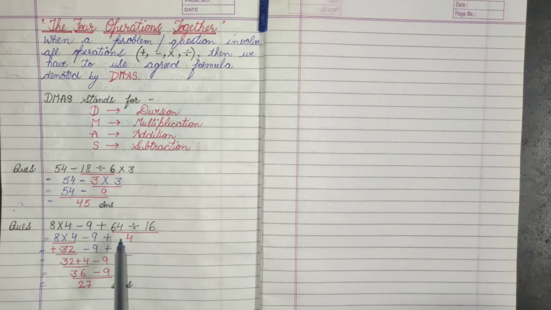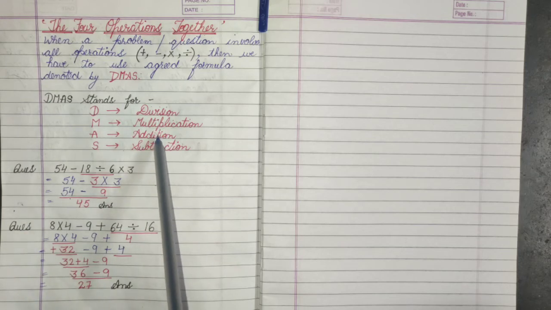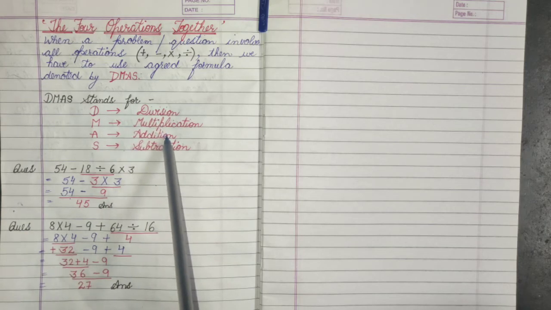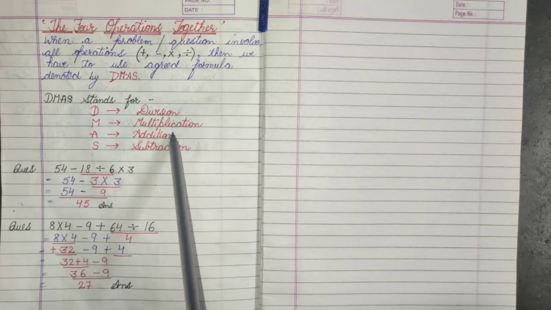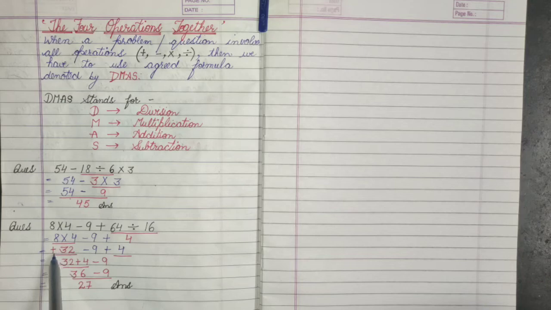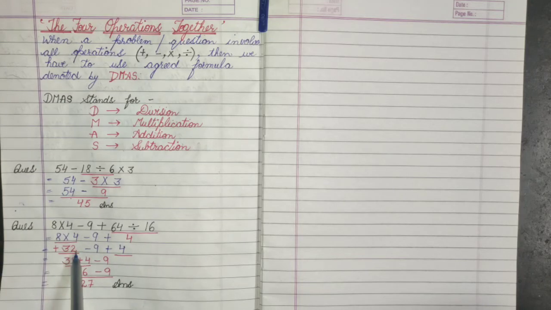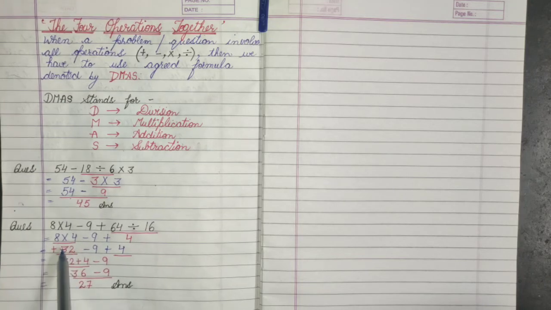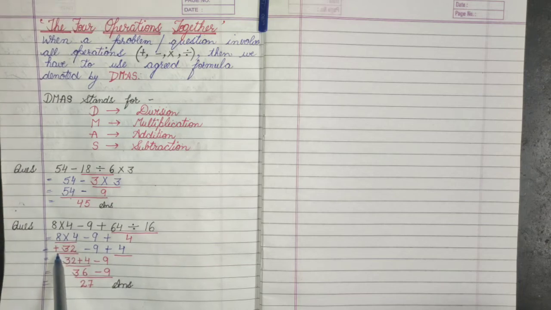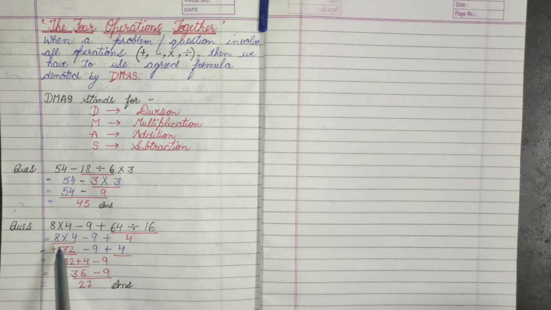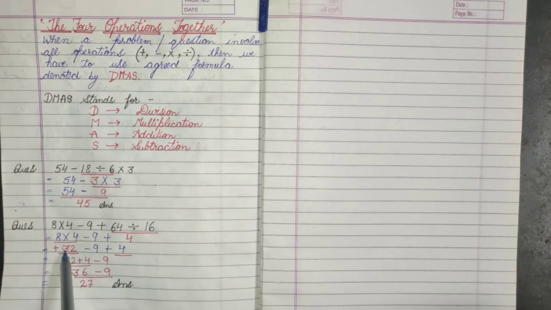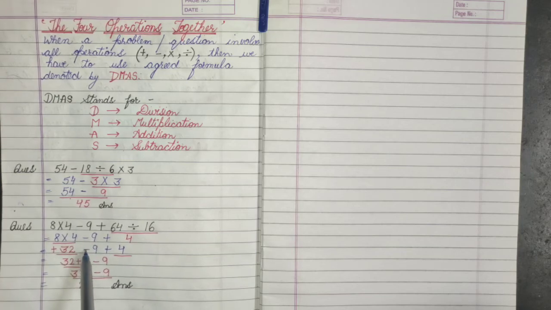Clear everyone? Yes, now let's move to the third step, that is addition. Now we have to add. See here, learn first of all one thing. When we are not having any sign before a number, we always use plus sign there. As 32 was not having any sign, so I have put plus in front of that. Minus 9 is of minus and 4 is of plus.